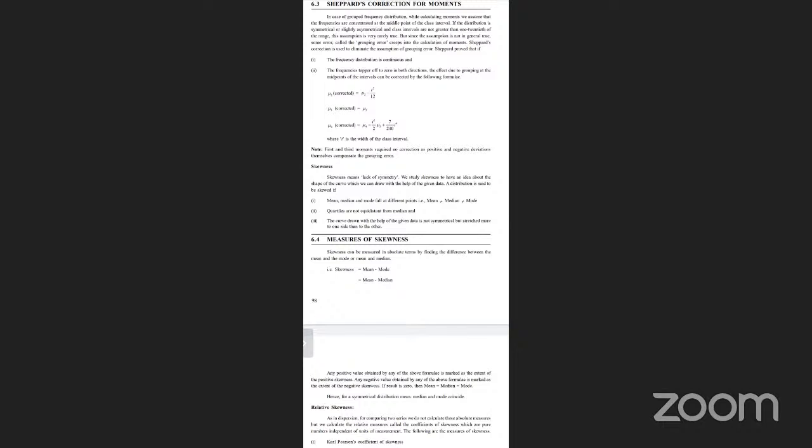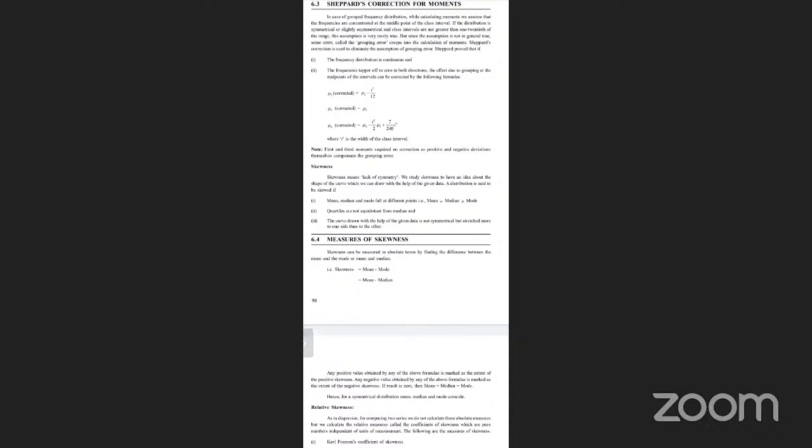A distribution is said to be skewed, means there is a question of skewness, when the mean, median and mode fall at different points. If the distribution is skewed, whether it is positive or negative, then the mean, median and mode fall at different points. That is, mean is not equal to median is not equal to mode. That is the distribution is skewed.